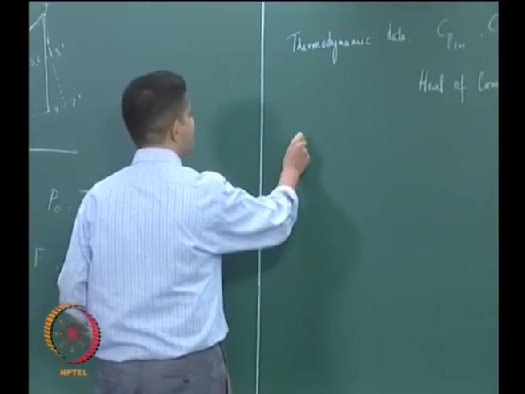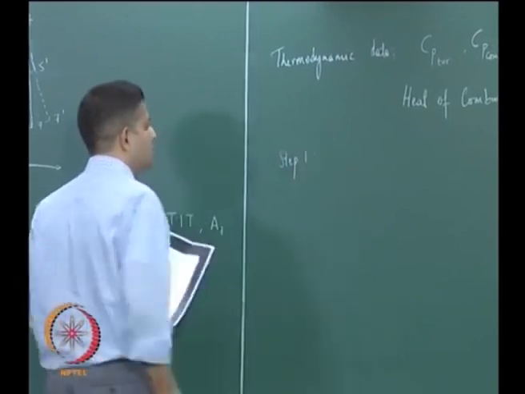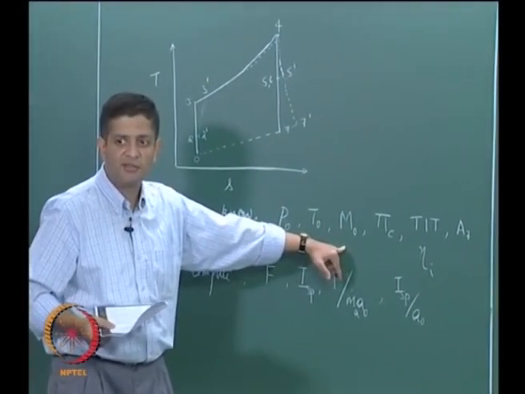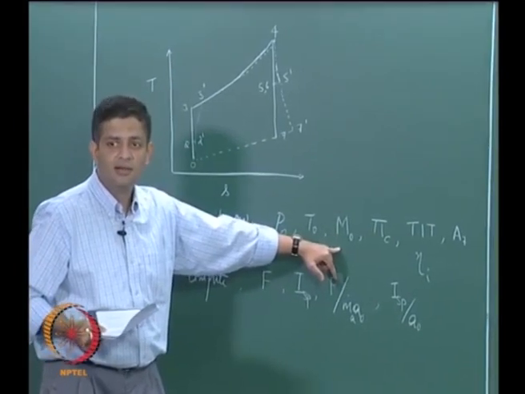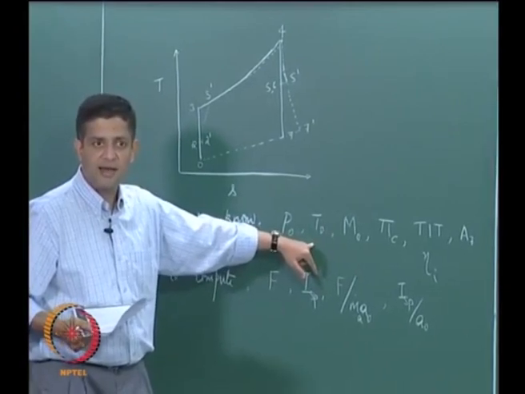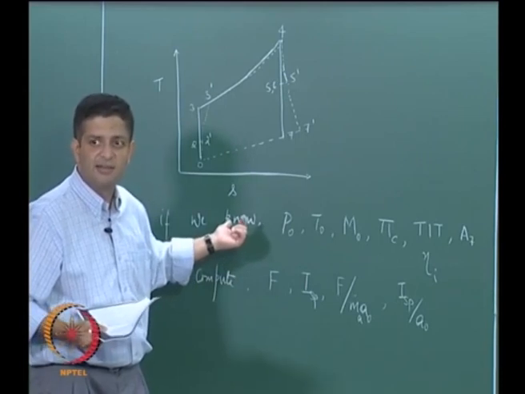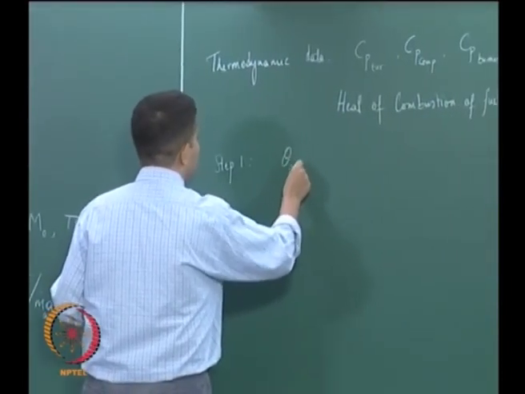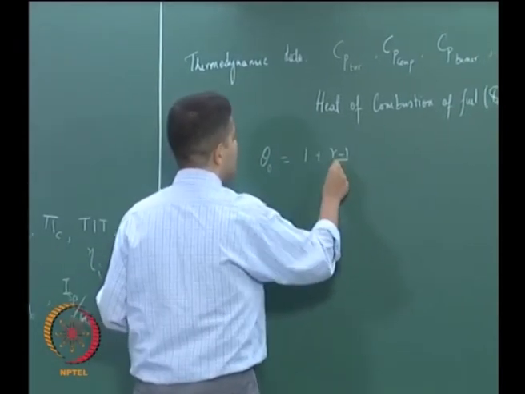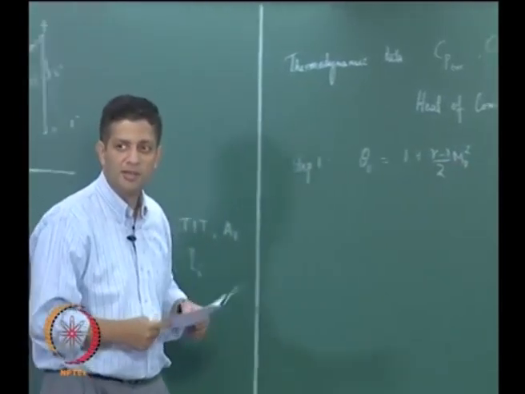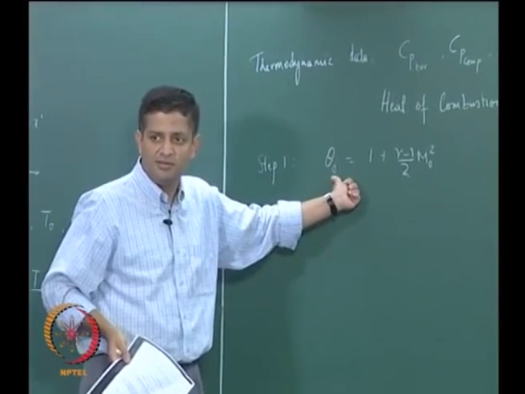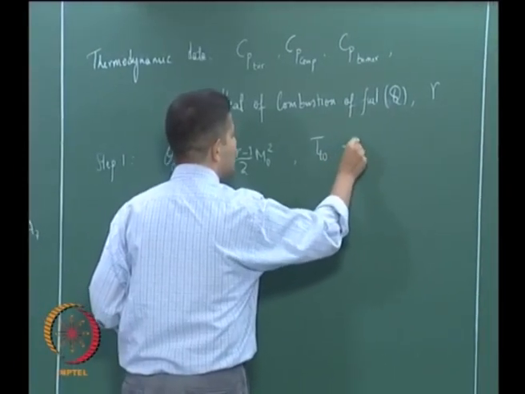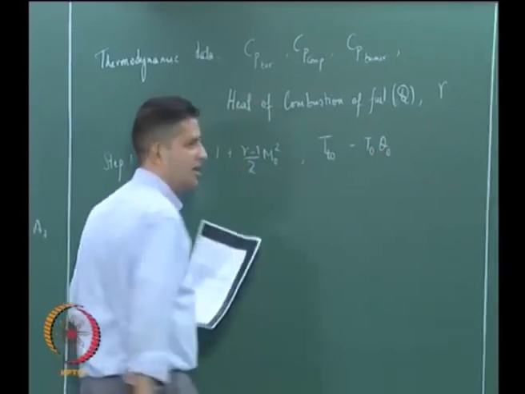So as a first step, step 1, I know T naught, I know M naught. What can I calculate from these two? Stagnation temperature, right? I can calculate TT naught, and from that I can calculate theta naught. Okay. So I can write theta naught, if you remember, was 1 plus gamma minus 1 by 2 M naught square. I know M naught, so I can get theta naught. Okay. And I can also from this get TT naught, which is nothing but T naught into theta naught.